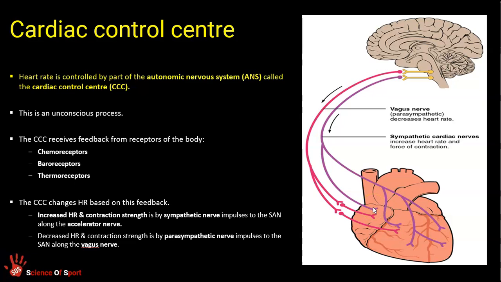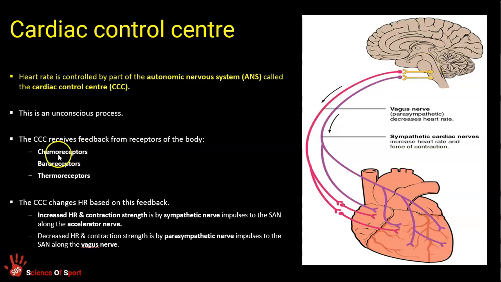This control center will adjust your heart rate based on feedback from your body and what we're asking your body to do, whether you're nervous, excited, exercising or at rest, and the chemical state of your blood, the oxygen levels, the CO2 levels in particular. Baroreceptors monitor blood pressure and thermoreceptors monitor temperature. So those three types of receptors send information to the cardiac control center, the CCC.